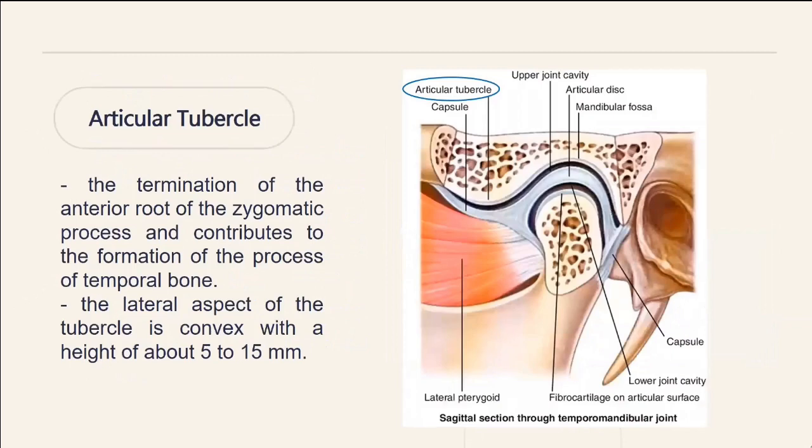Next is the articular tubercle. The articular tubercle is the termination of the anterior root of the zygomatic process and contributes to the formation of the zygomatic process of the temporal bone. The lateral aspect of the tubercle is convex with a height of about 5 to 15 mm. So here's the articular tubercle.